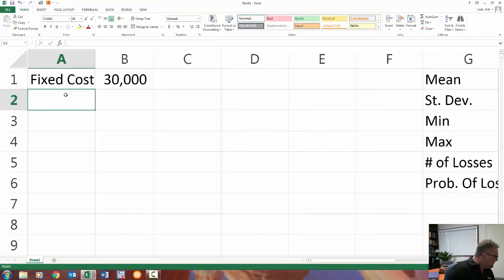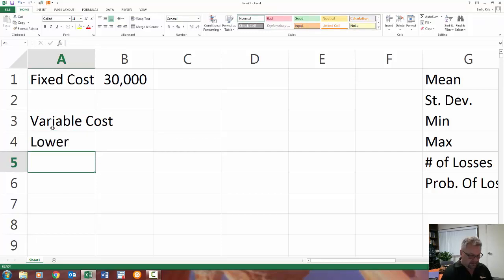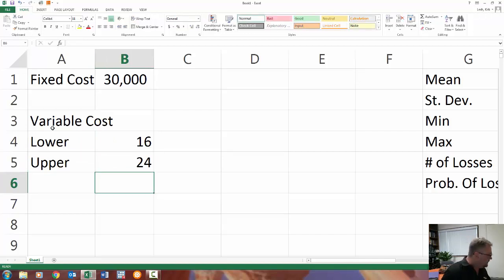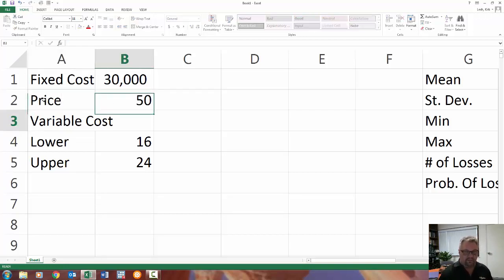The variable cost for the product is uniformly distributed between 16 and 24. All right, so my variable cost, and I'll put in the lower and upper, 16 to 24. Okay, the product will sell for $50 per unit. All right, so price, 50 bucks. Demand is best described by a normal probability distribution with a mean of 1,200 units and a standard deviation of 300. All right.